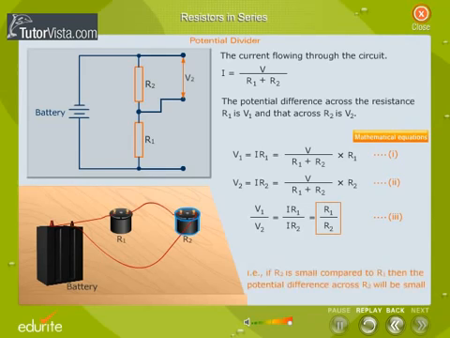That is, if R2 is small compared to R1, then the potential difference across R2 will be small.